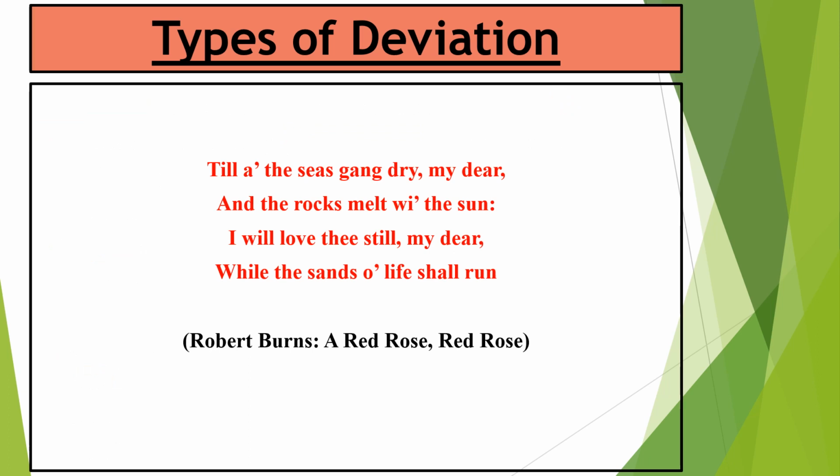Now we have its example in front of us. It is used by Robert Burns in his poem A Red, Red Rose. Till all, instead of saying all, he has used just a shortened form in order to maintain the balance of rhythm in these verses. Till all the seas gang dry, my dear, and the rocks melt with, instead of saying with, he has just used we. But when we have a comma over here, this means we have dropped some sounds. Other than that, it also creates a particular effect on the reader.